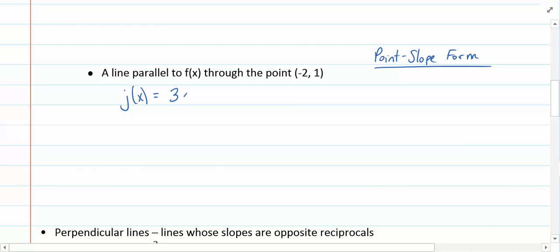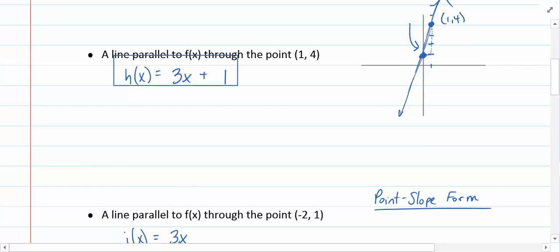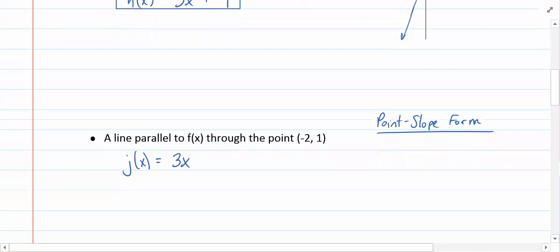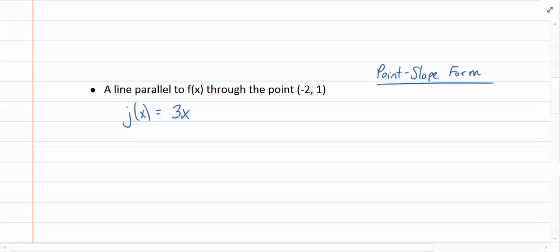j of x has to start off as 3x because that's what would make this slope parallel to f of x. But the only other information we have is that it goes through the point (-2, 1). Now, I could use the other technique, and I could plot the point (-2, 1), and then rise 3 and run 1 each time until I reach the y-axis. But here's another technique if you're more inclined to use the algebra to solve that. We have what's called the point-slope formula, and that looks something like this: y minus y1 equals m times x minus x1.